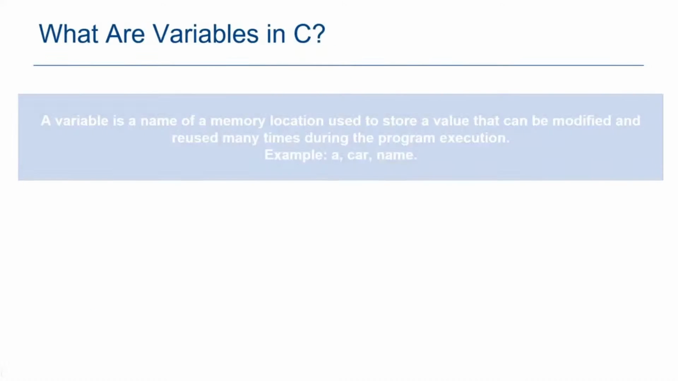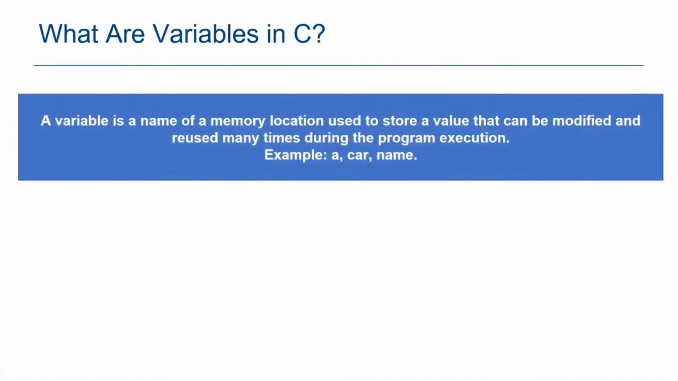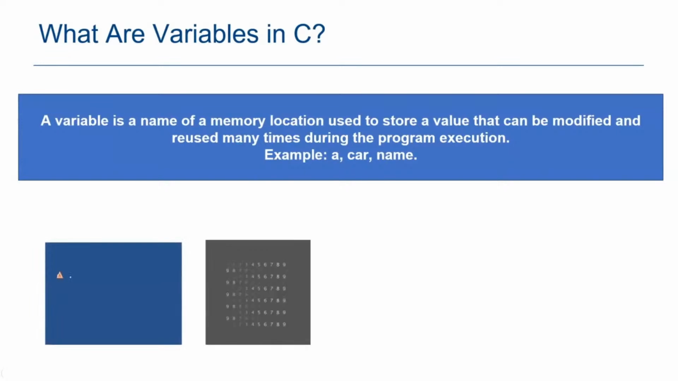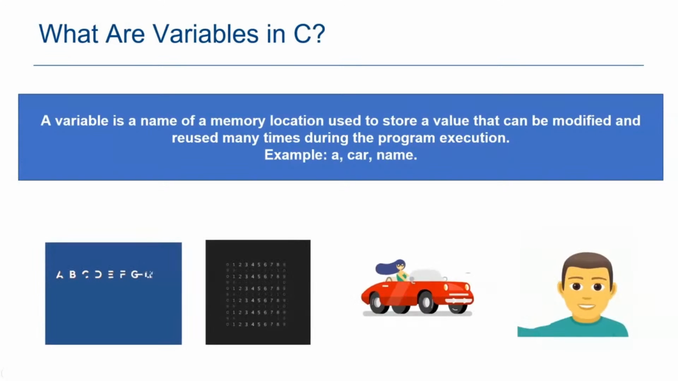What are variables in C? A variable is a user-defined or a user-readable custom name assigned to a memory location. It is used to hold a value that can be modified and reused many times during the program execution. A variable name can be an alphabet or digits and can also start with an underscore. But a variable name cannot be a keyword.